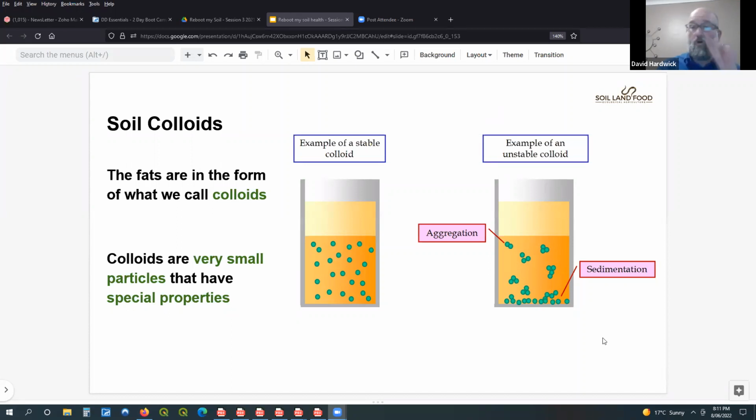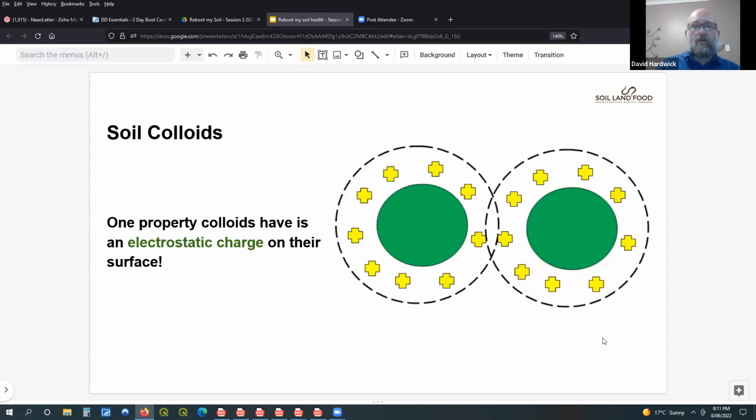Another example of a colloid that we use every day is aerosols in the toilet. When you go to the dunny and you spray the aerosol, the gas contains colloid scent molecule particles. So the particles are held in a gas rather than a liquid, just a different type of colloid. Okay, so they have this charge on the surface, and that's what makes colloids a bit special.